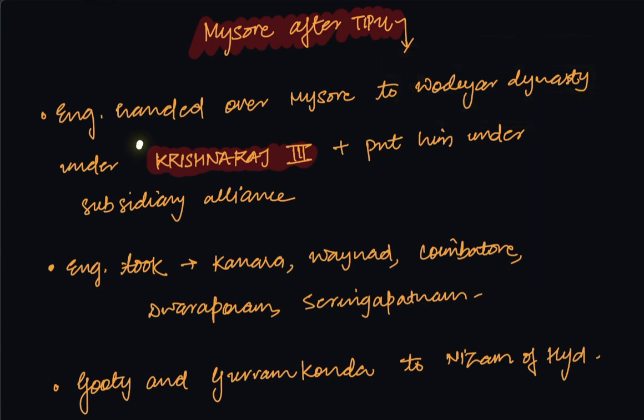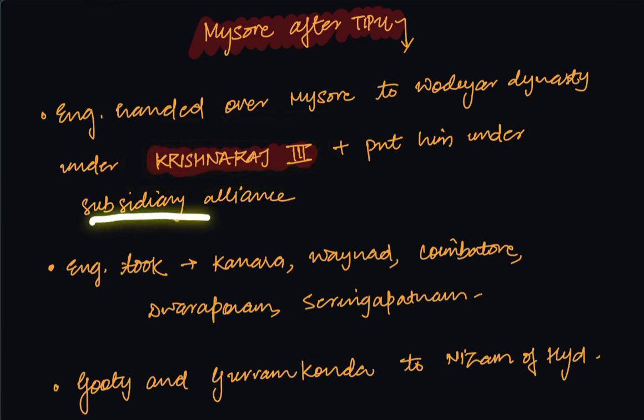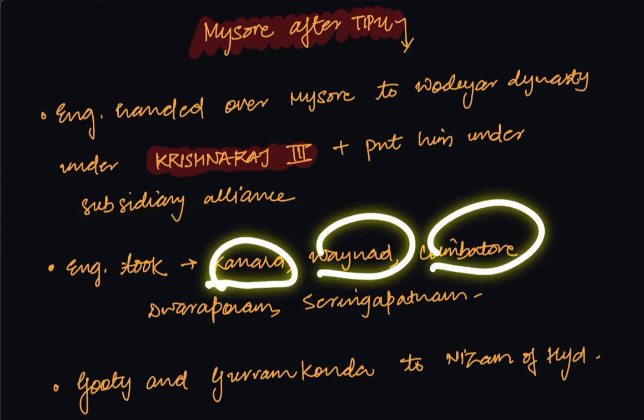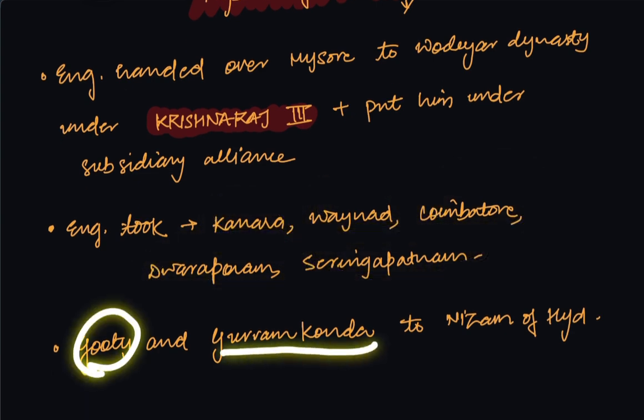The ruler who took the throne, his name was Krishnaraj III, and he was made to sign the subsidiary alliance. These are the territories that the English took over: Kanara, Wayanad, Coimbatore, Dwarapuram and Seringamapatnam. Gooty and Gurramkonda went to the Nizam of Hyderabad.